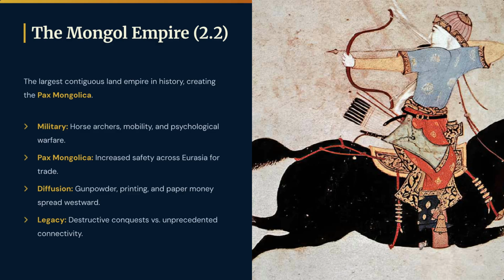The Mongol Empire was the largest contiguous land empire in history, establishing the Pax Mongolica. Their military might, featuring horse archers, contributed to this stability. The Pax Mongolica increased safety for trade across Eurasia, accelerating the diffusion of technologies like gunpowder and printing westward. Their legacy is a blend of destructive conquests and unprecedented connectivity.